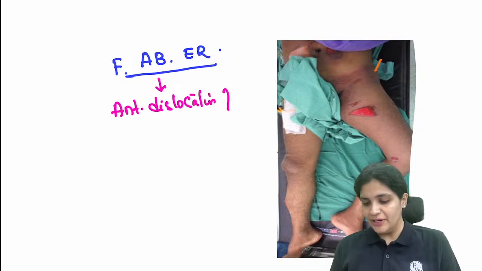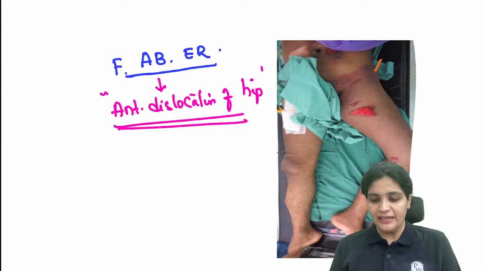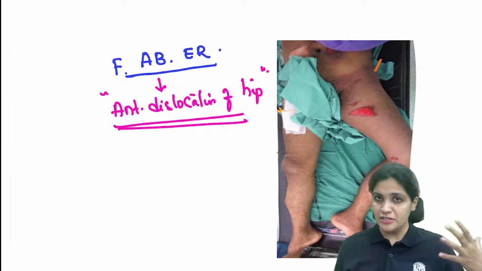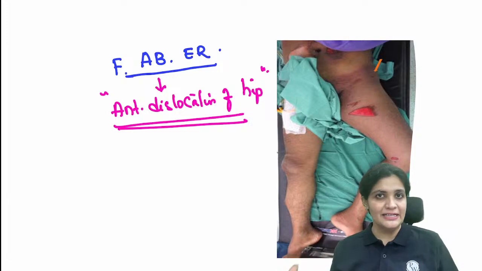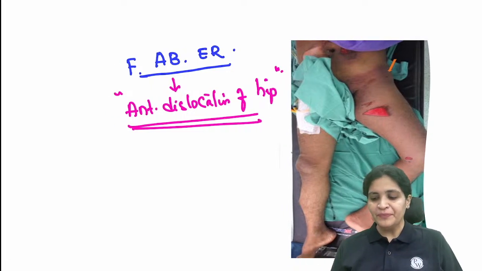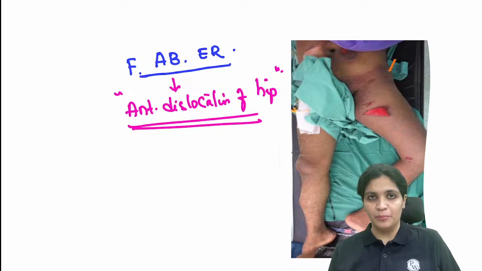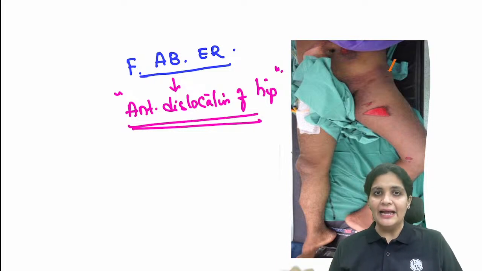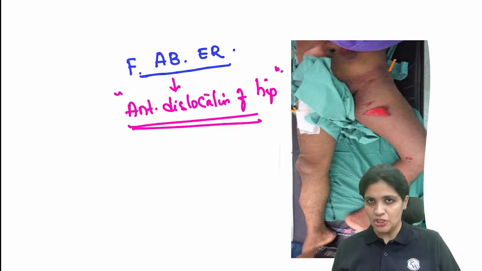Right? So whenever we are talking about anterior dislocation of the hip, again you have to be very careful that this is also a high velocity injury. Posterior dislocation is also a high velocity injury. Anterior dislocation of the hip is also a high velocity injury. So this is how the attitude plays a very, very important role. This is FABER and this is seen in anterior dislocation.